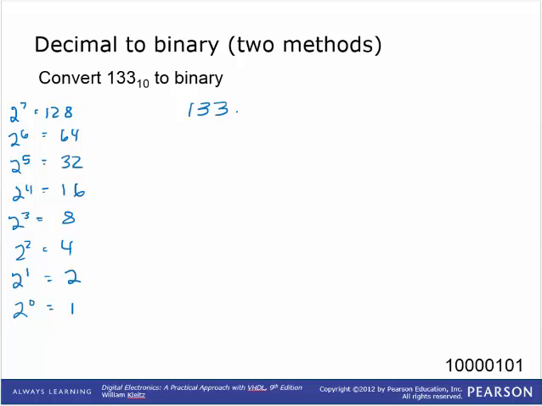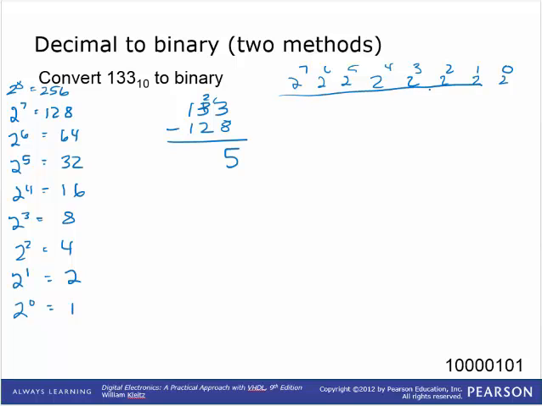So 128 is the biggest number I can subtract from it. I can't do 2 to the 8th because that's 256 and that's too big, right? But I can subtract 2 to the 7th from it. So I can subtract 128. And when I do that, I have 5 left over. So I go over here and I say this is my 0, 1 spot, 2 spot, 2 to the 0, 2 to the 1, 2 to the 2, 2 to the 3, 2 to the 4 position, 2 to the 5 position, 2 to the 6 position, 2 to the 7th position. And I'm just going to kind of do a little chart here.